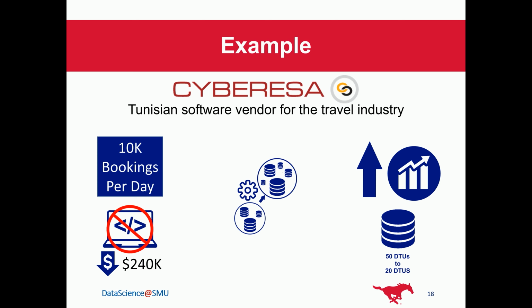This particular company has been seeing about 10,000 bookings per day, and they employed a recent elastic database model which shifted their average DTUs from 50 to 20. They were able to see a $240,000 decrease in costs to manage their databases, which at a scale for a company like Cybressa is going to be massively significant to help them reduce costs for the year.